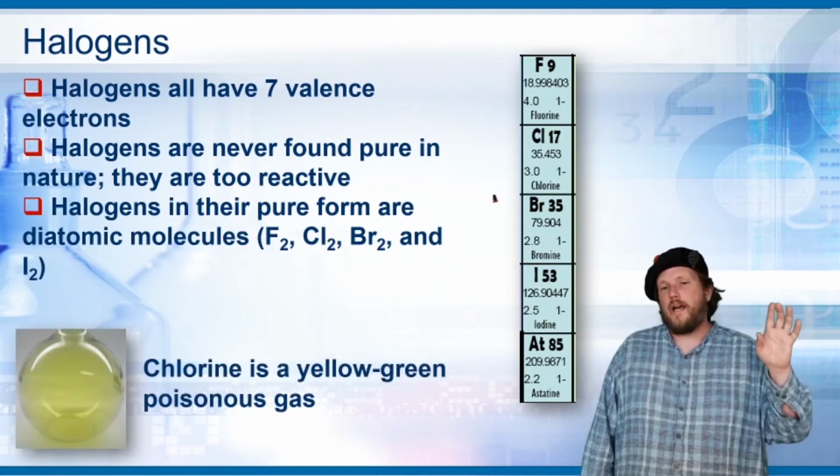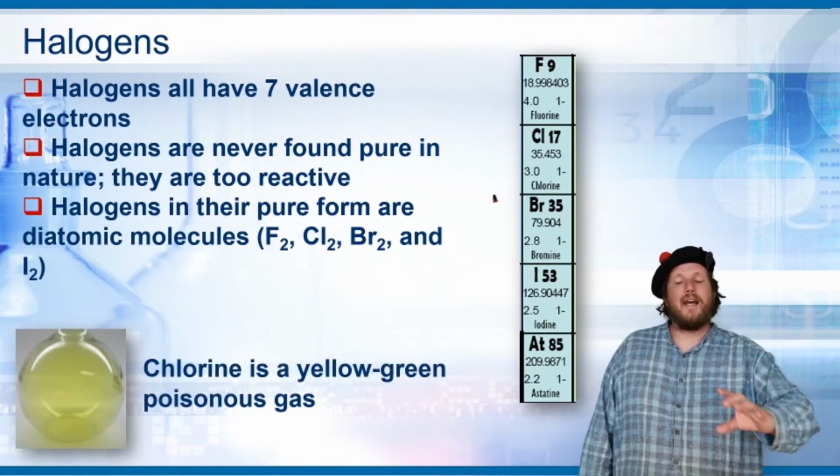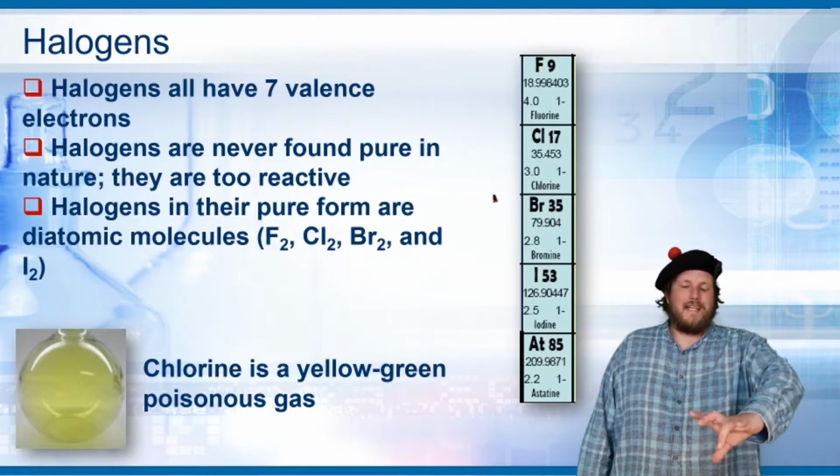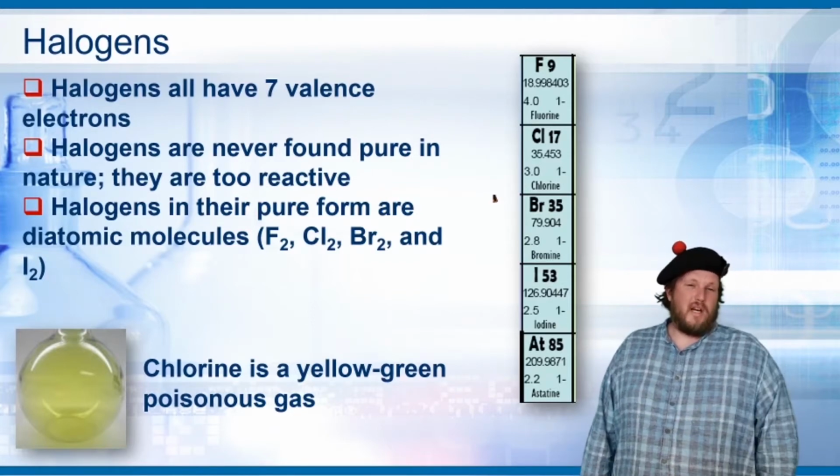Fluorine and chlorine are both gases. Bromine is a liquid at room temperature. Iodine is a solid. Astatine is also a solid but unstable.